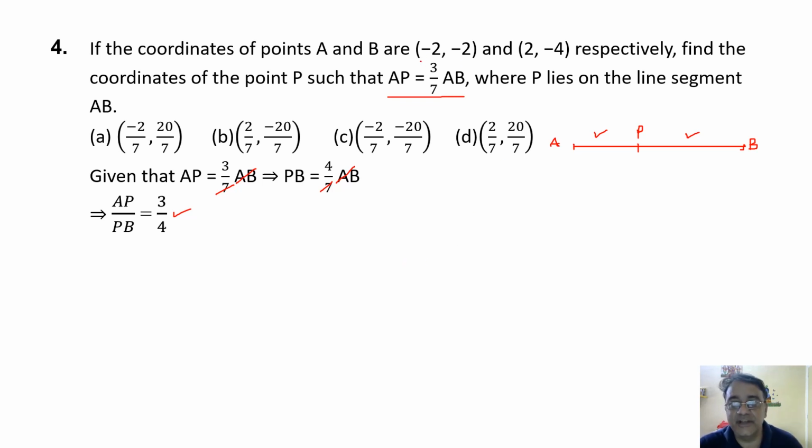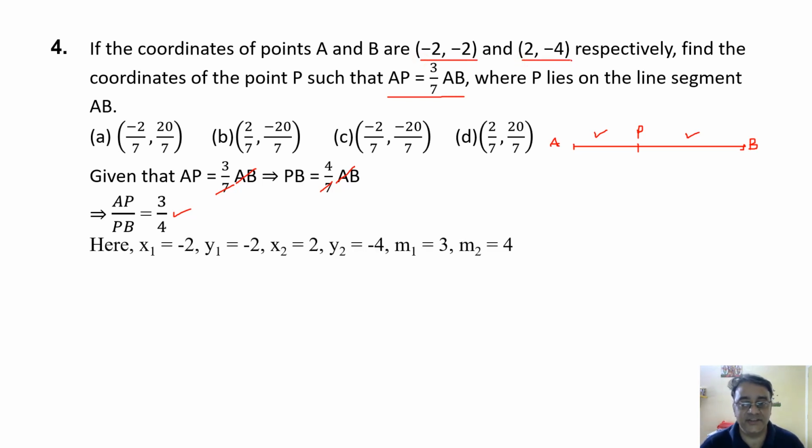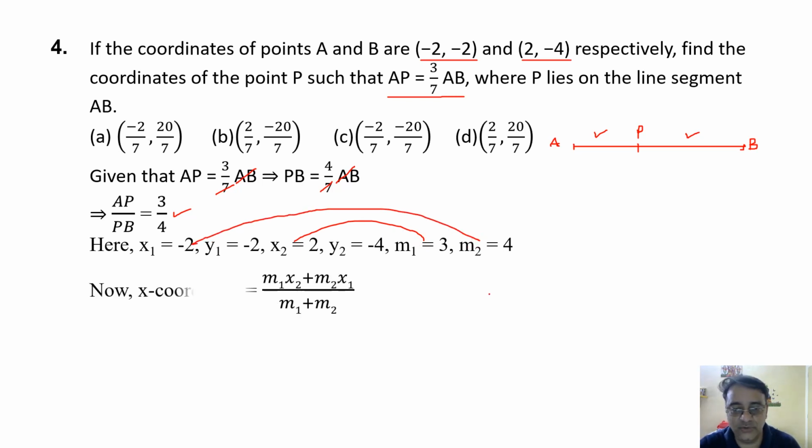Now we'll substitute x1 y1, that is -2, -2, and x2 y2, that is 2, -4, and m1 is 3, m2 is 4. So now we are going to find the x coordinate. So m1 x2 plus m2 x1 upon m1 plus m2.